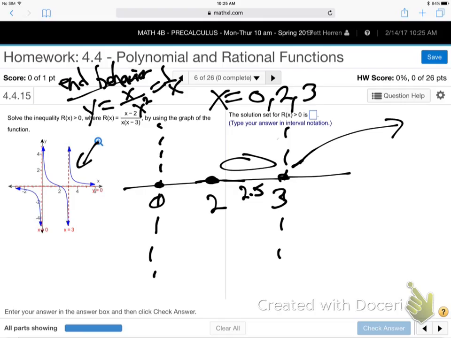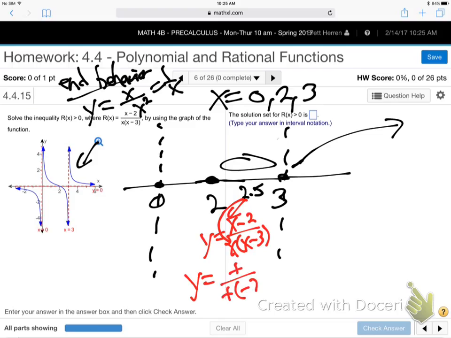Now remember, you don't have to do a lot of work. All you care about is is it positive or is it negative? I don't really care exactly where it is. So plug in 2.5 to what? To the original function. So y equals x minus 2 over x times x minus 3. So plug in 2.5, 2.5. So what am I going to get? Can I do this, guys? Positive on the top, positive times negative.